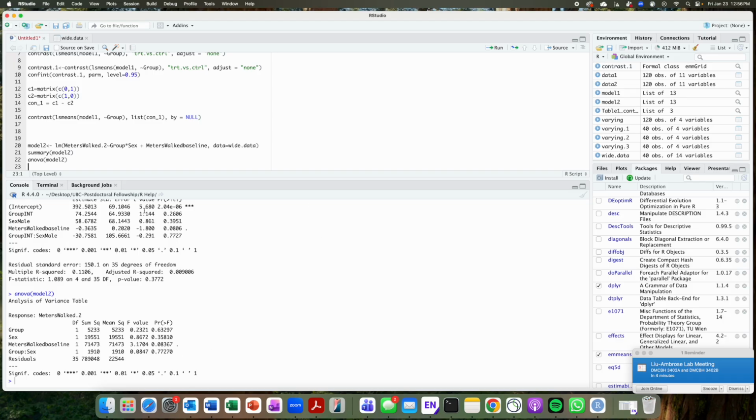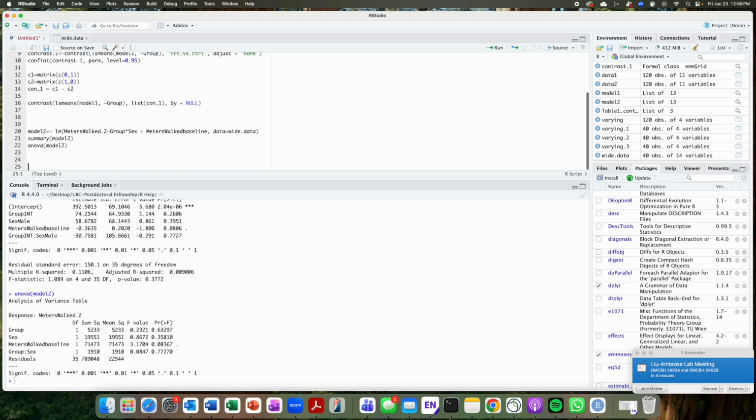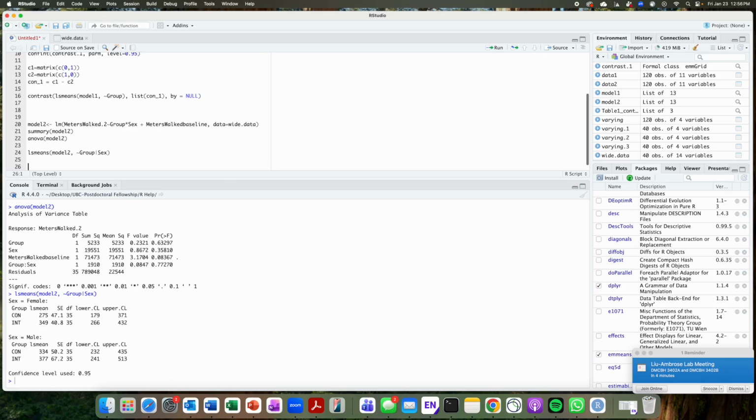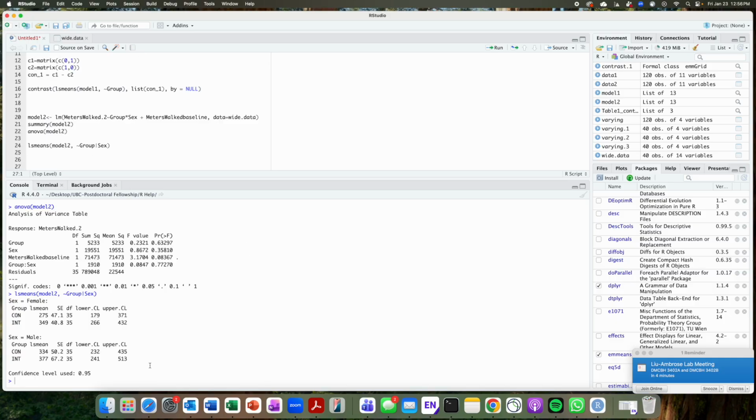And again, we're looking at the same thing. There is no significant difference, but nonetheless, let's continue to look at this. So first, we're going to call our ls means looking at group differences by sex. So we're going to call group by sex, and that's going to give us our ls means.